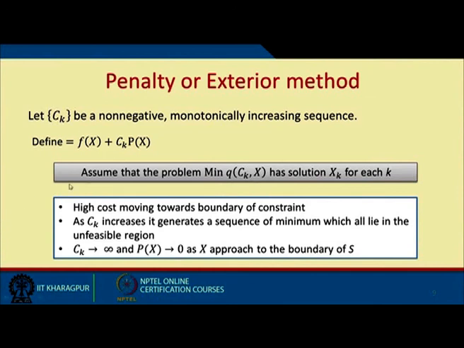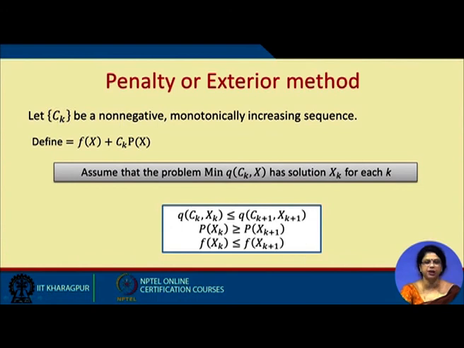The next property is that if Ck increases, it generates a sequence of minimum solutions. As we move the C value from lower to higher values, we get a sequence of minimum values, and from that sequence we find the limit point, and that limit point of the sequence of optimal solutions gives the optimal solution of the original problem. For the exterior penalty function method, as I said, as Ck tends to infinity, P(x) tends to 0, because x approaches the boundary.